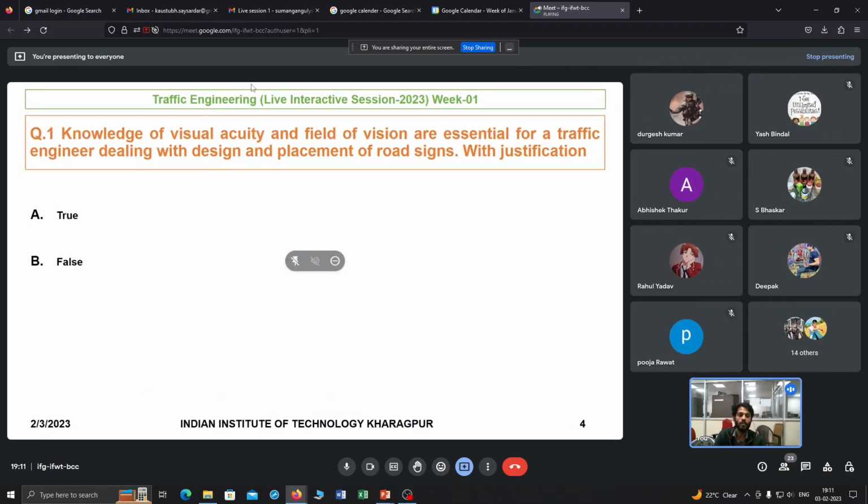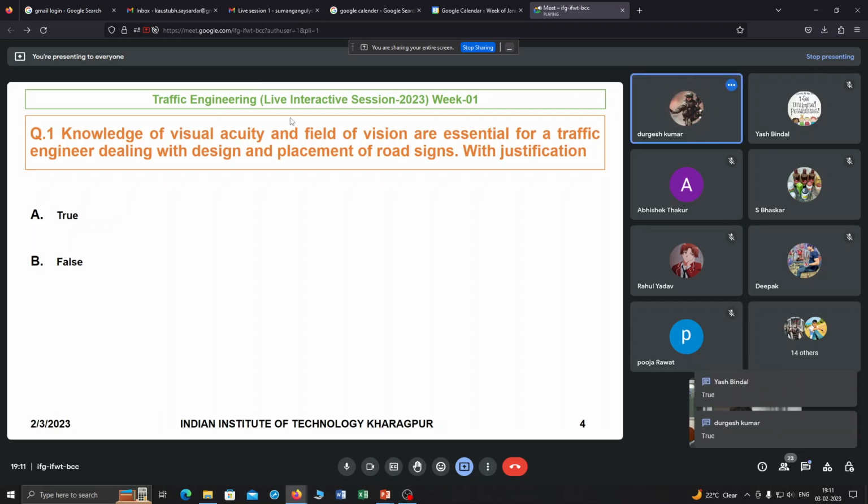Now just type in the chat box. I already told you everything, so what is the answer, true or false, tell me. Is it essential for a traffic engineer or not? And Durgesh, please just mute yourself.